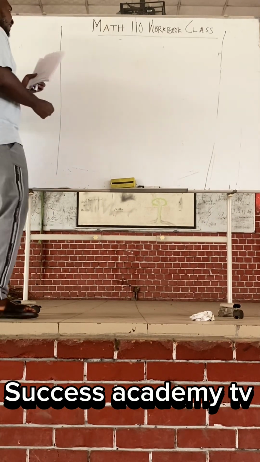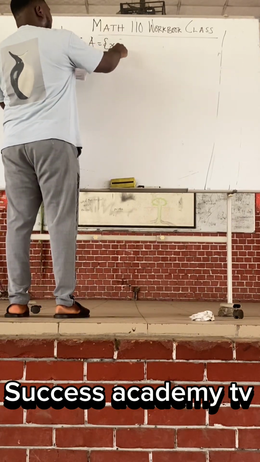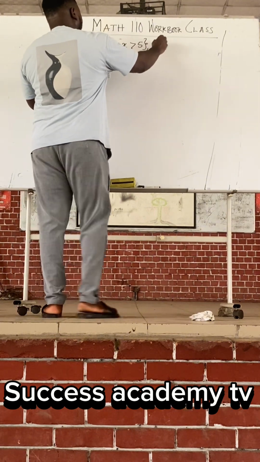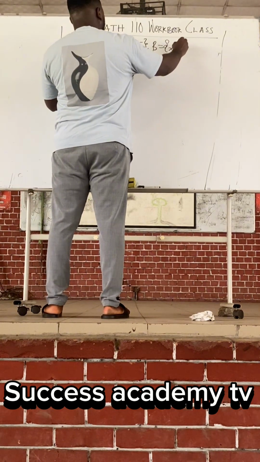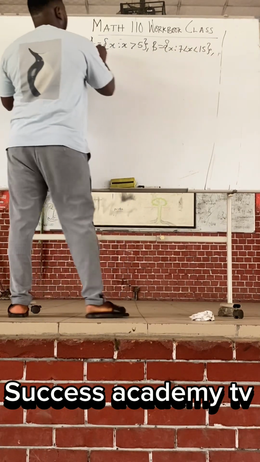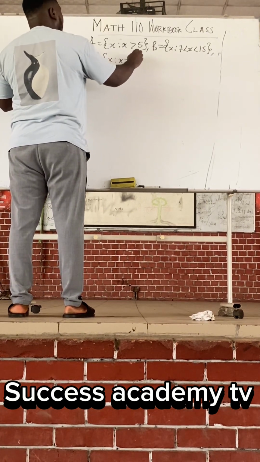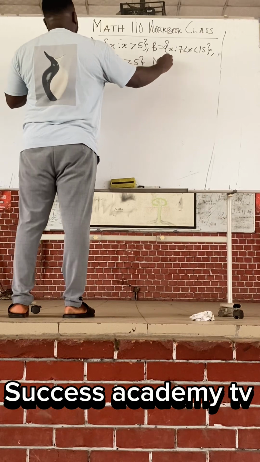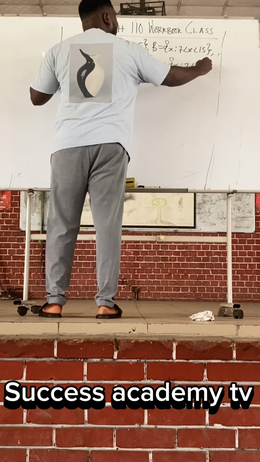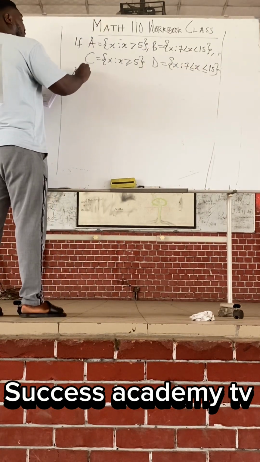Let's calculate now. Number 3 says, if A is a set of x such that x is greater than 5, and B is a set of x such that 7 is less than x, x less than 15, and C is a set of x such that x is greater than or equal to 5, and D is a set of x such that 7 is less than or equal to x, x less than or equal to 15. Then we shall have to find A union B.